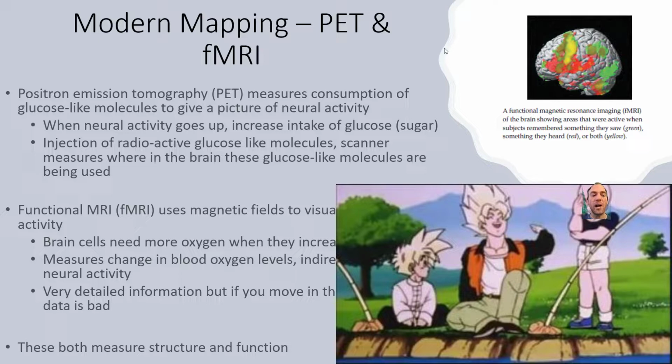And next, fMRI, which uses magnetic fields to visualize brain activity. When brain cells increase activity, they need more oxygen, so not just glucose, but more oxygen. What fMRI does is measure changes in blood oxygen levels, an indirect indicator of neural activity. Very detailed information, but if you move in the scanner, the data is bad. So basically what the fMRI machine is doing is measuring change in the levels of blood oxygen in a certain part of the brain, which is an indirect indicator of neurological activity. So that's how fMRI works.